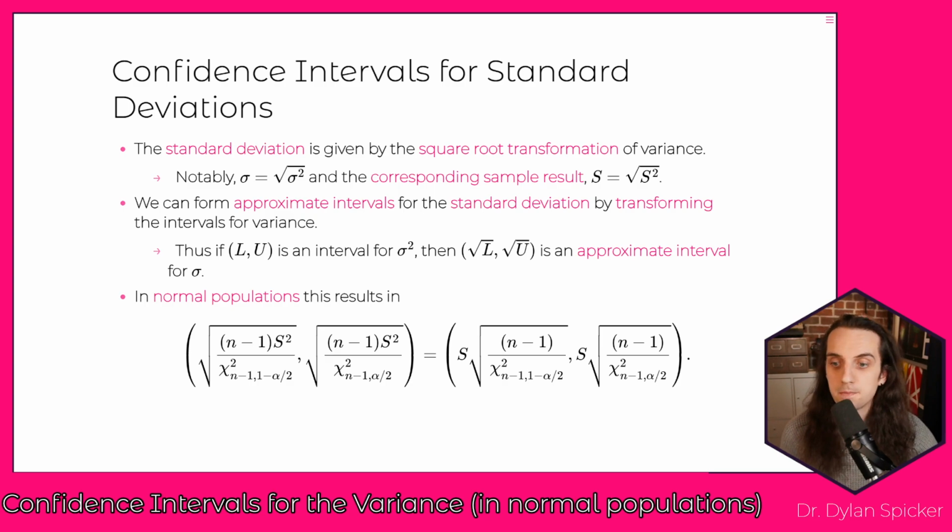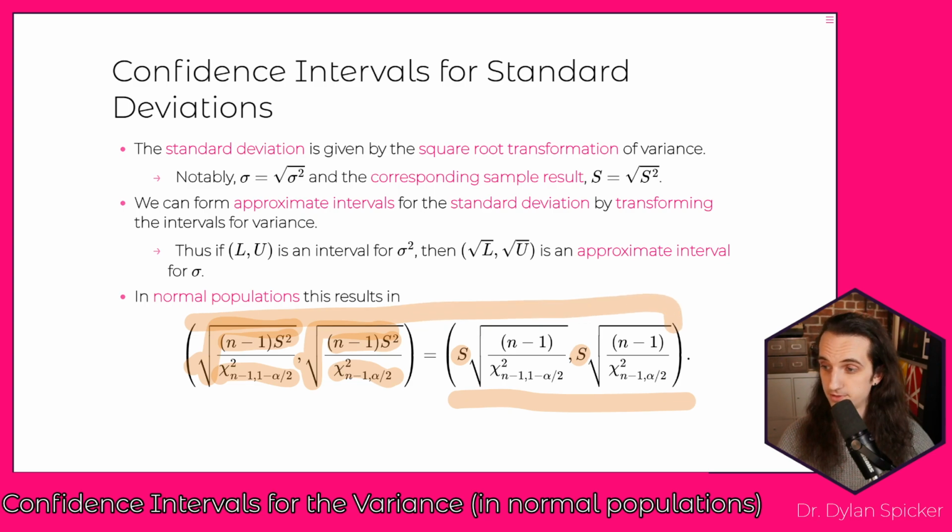And so in normal populations, what this means is that we can take the standard confidence interval that we have, right? So we had (n minus 1) s squared over the critical value from the chi-squared, to (n minus 1) s squared over the other critical value from the chi-squared. And if we square root that entire thing, right? So square root the lower bound, square root the upper bound, then that's going to give us an approximate confidence interval. Now, because we have s squared in here, we can pull this out with just the sample standard deviation out front, and that's going to give us another way of expressing exactly the same interval.